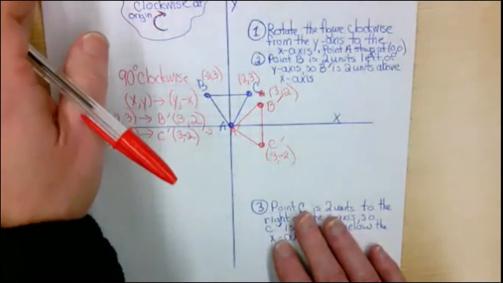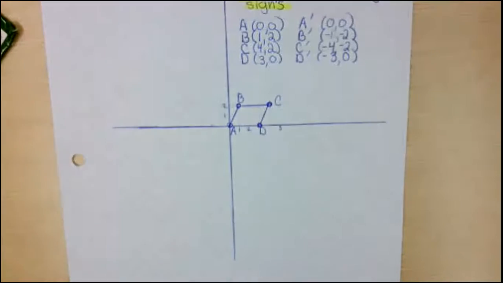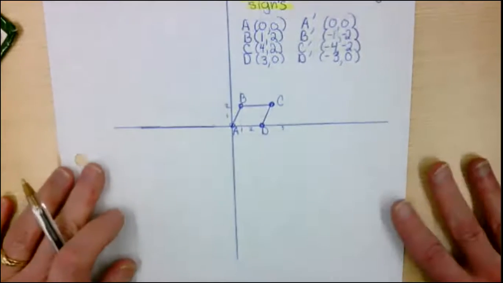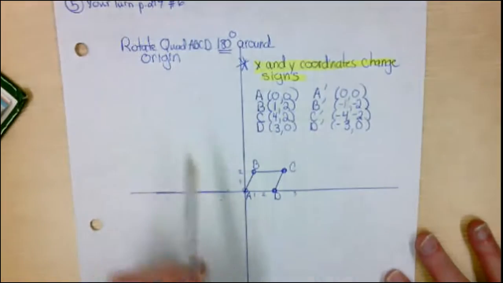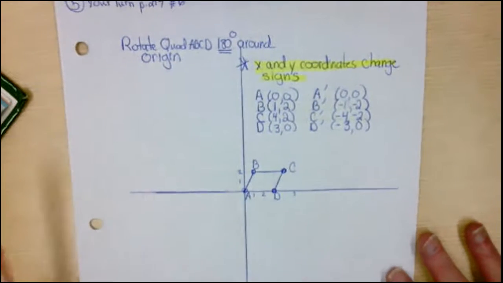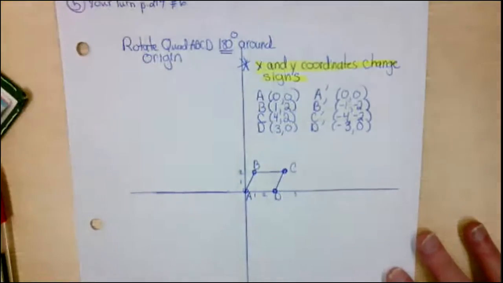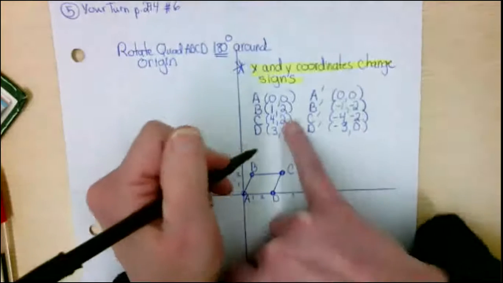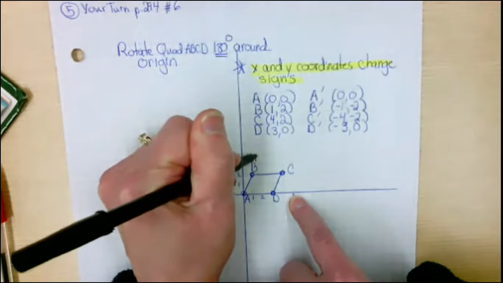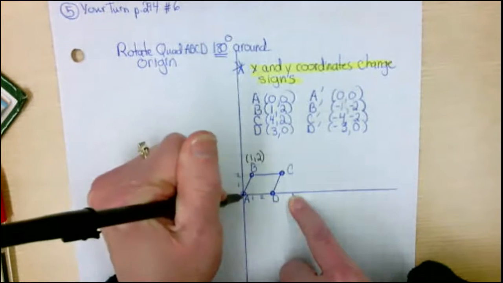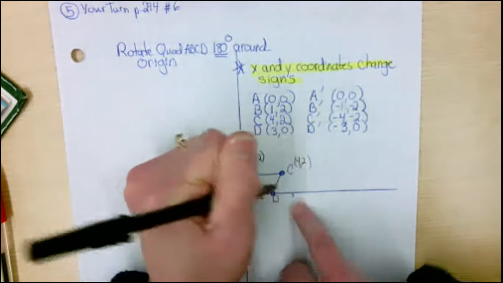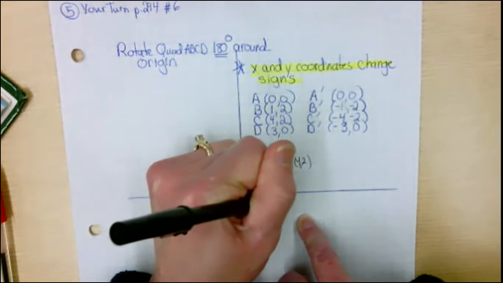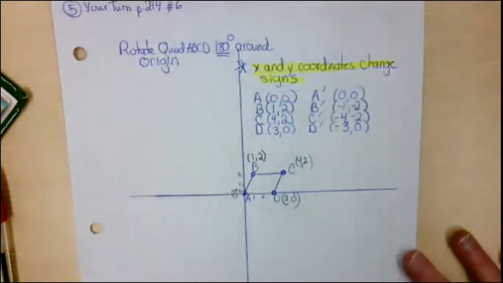Okay, I believe I want to show you another one. So we're going to rotate quadrilateral A, B, C, D, oops, can't see this, 180 degrees around the origin. Here it is. I want to just put the coordinates, which are already written up here for you. A is at 0, 0, obviously. C is at 4, 2, and D is at 3, 0. Okay, those are the coordinates.